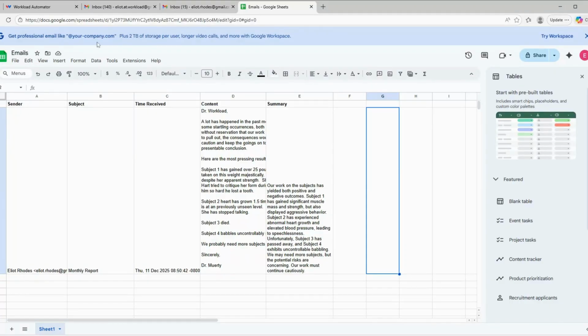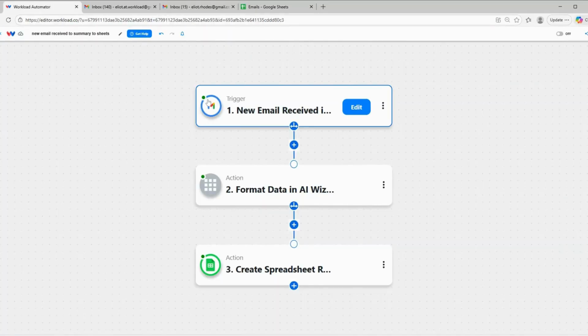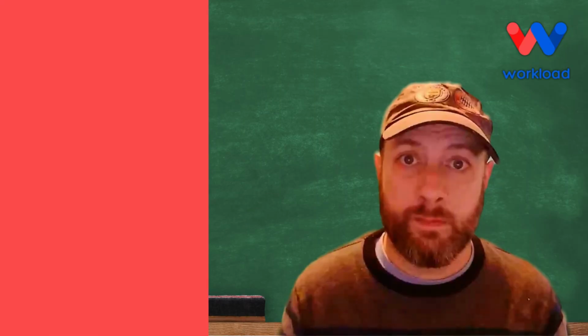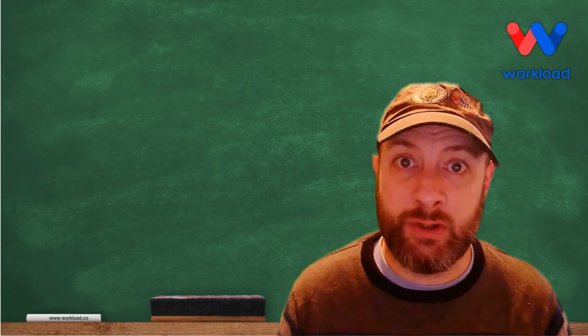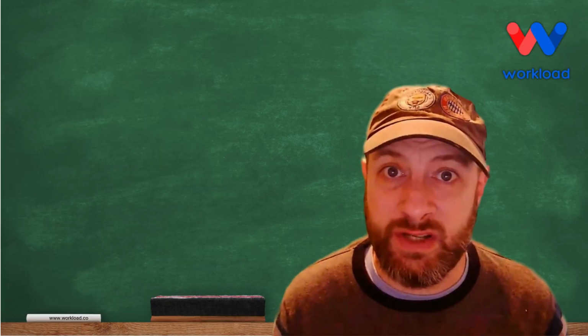We can head back over to the workload editor, check and make sure there's a green dot in each of our nodes. Then we can activate our workflow. And now, whenever a new email is received in Gmail to that specific Gmail account, the AI wizard will summarize the content of the email and then upload all the details into Google Sheets. And that's how you can use the AI wizard by Workload to summarize any new emails received and then upload them to a new spreadsheet.